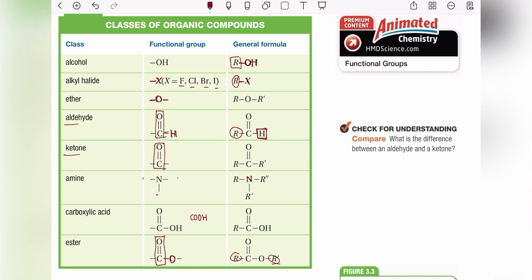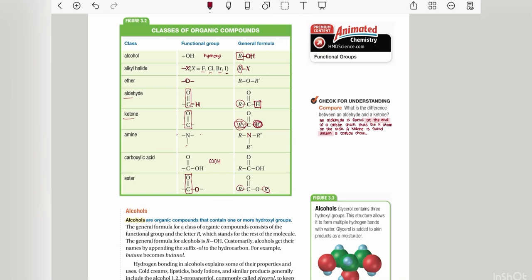But a ketone is found within a carbon chain. So this is a continuation of the organic compound as well as this. So a ketone is sandwiched between the two parts of a carbon chain. But an aldehyde is found at the end of the chain.